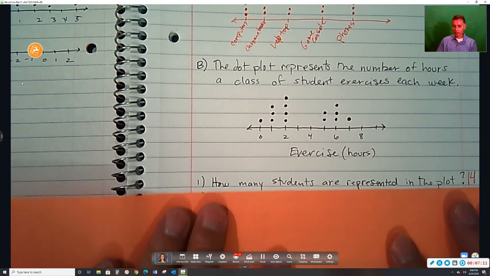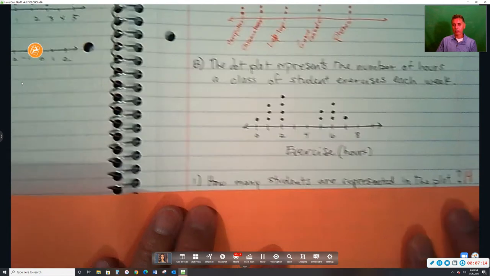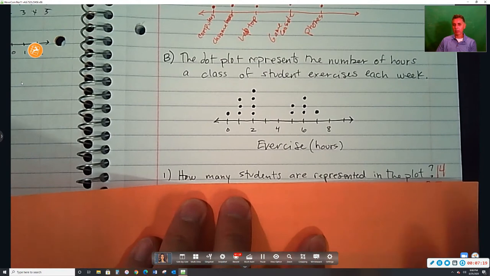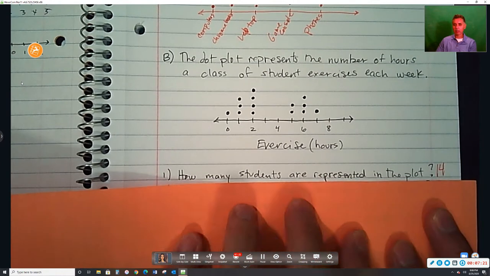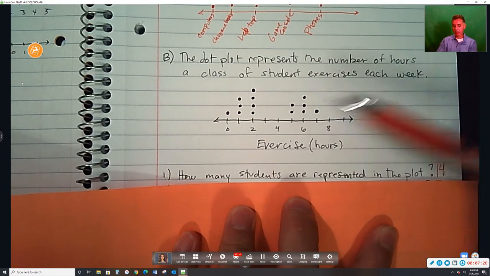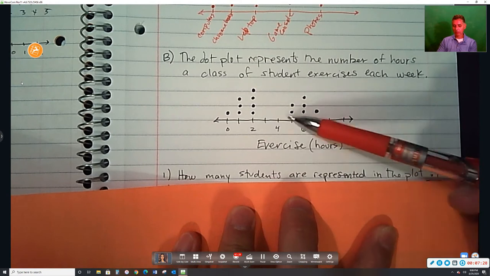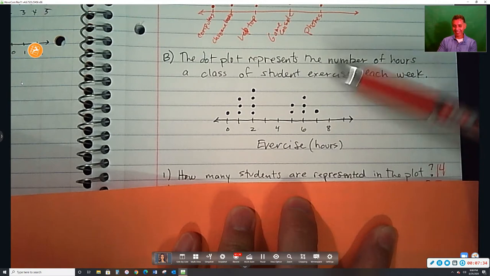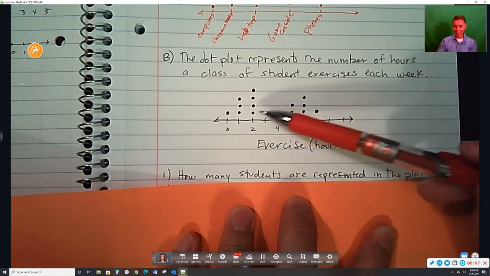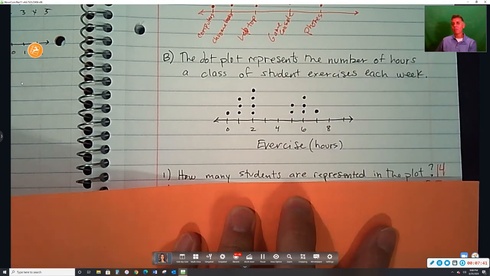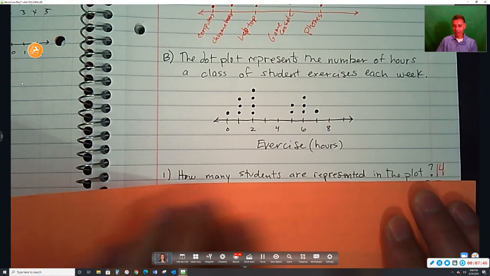Okay. And in the first question, again, unfortunately, I had these answers in already. First question is, how many students are represented in the line plot? Well, that would be 14. And how did we get 14? You just count up how many dots there are. There's 1, 2, 3, 4, 5, 6, 7, 8, 9, 10, 11, 12, 13, 14. Right? 14 dots, 14 students. Easy enough.